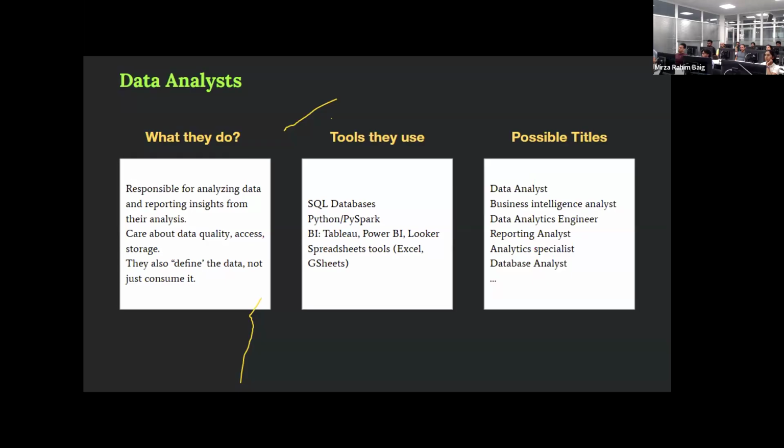Here's data analyst, of course. Then there is business intelligence analyst. There is a data analytics engineer. These days, there is a reporting analyst, analytics specialist, database analyst, and perhaps 20 others, right? But again, the point is, title aside, if you're talking about a role which is heavily on not just the data usage, but also data creation, access, quality, creating things which others can also use for analysis, then you are talking about a data analyst.